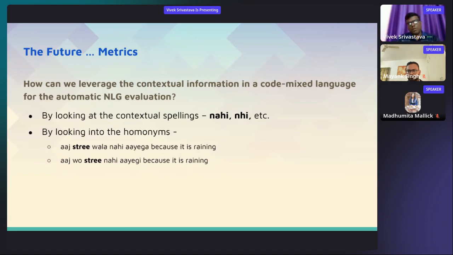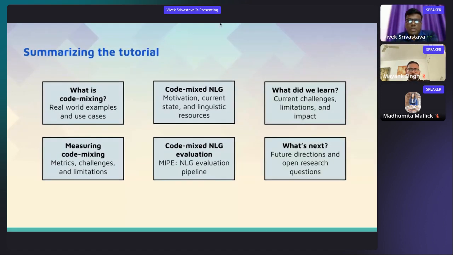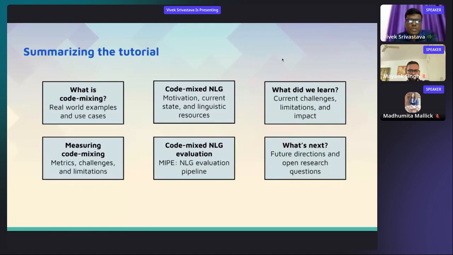So I think we have covered a lot of things here in this tutorial. Initially we started with code mixing. We saw different metrics, what we can do with these metrics, and what the different NLG resources are that we have. Can we make them more correlated with the human scores? We saw what the different future directions and open research questions are.